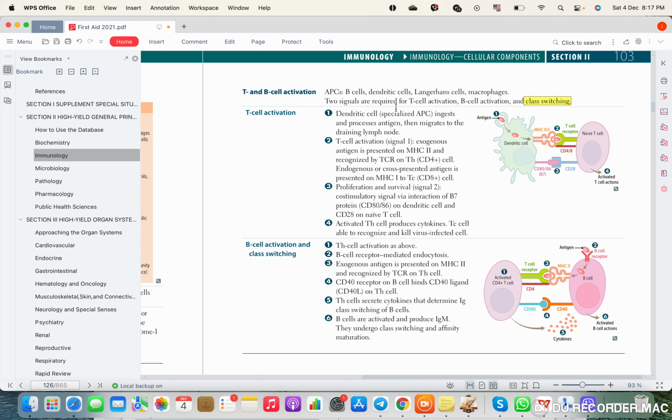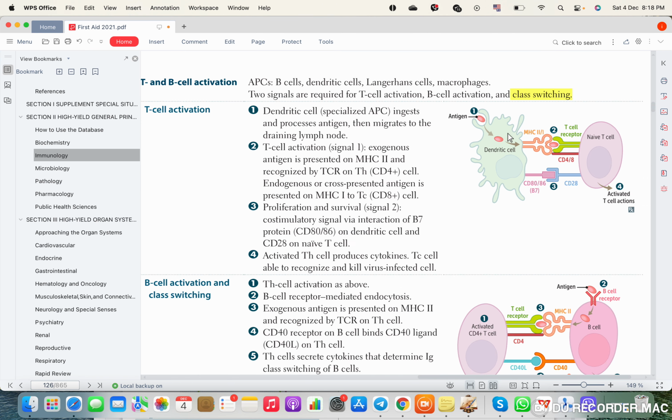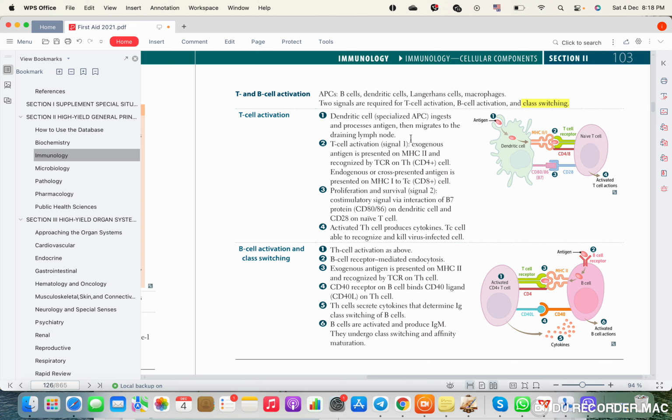Dendritic cells, which are specialized antigen presenting cells, ingest and process an antigen. After processing this antigen in the periphery, they migrate and they drain into the lymph node. So now they are in the lymph node. T cell activation with signal 1 occurs.